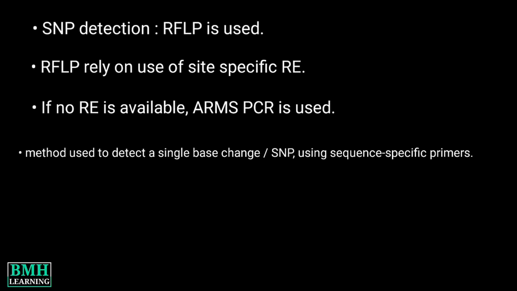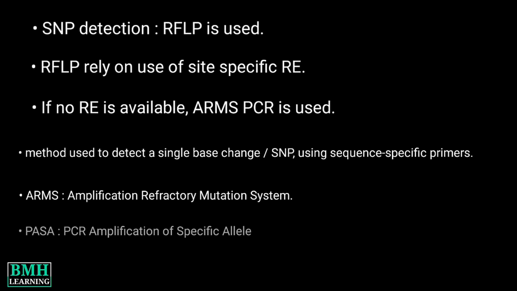It's a method which is used to detect a single base change, or we can say SNPs, using sequence specific primers. The technique has other names like ARMS, Amplification Refractory Mutation System, PASA, PCR Amplification of Specific Allele, and ASPCR for Allele Specific PCR. In most of these acronyms, we use the word allele, the reason being its specific amplification capacity for a specific allele or DNA sequence.